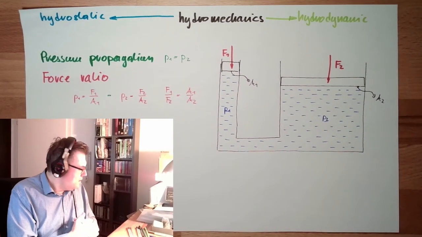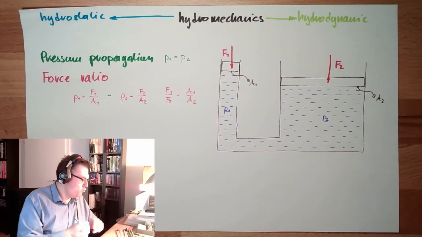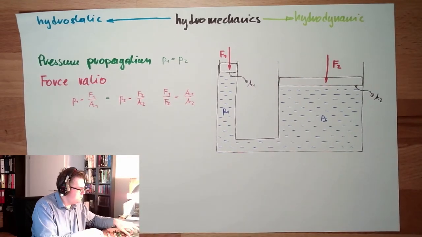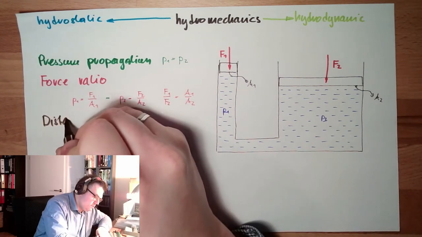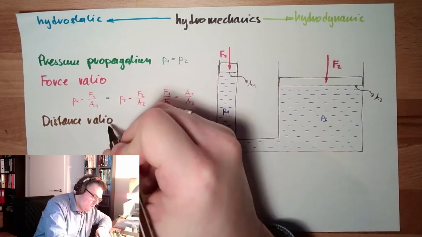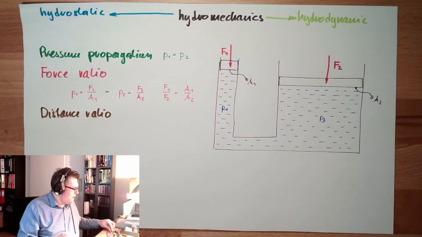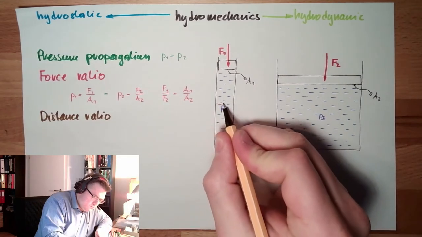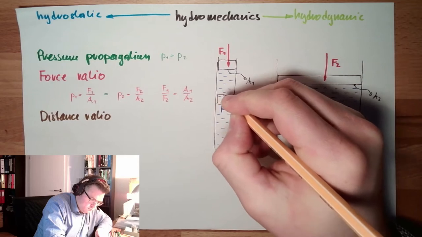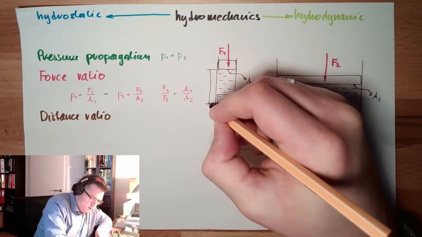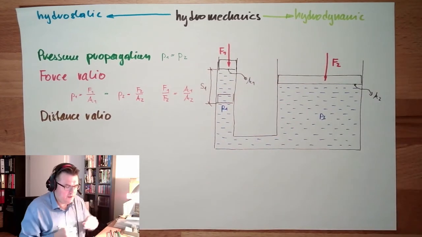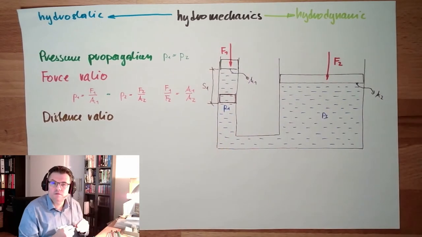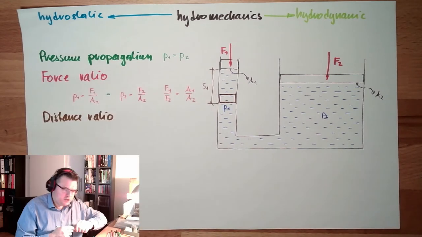Force ratio. Then there is the distance ratio, Wegübersetzung. Let's say I move this piston down to here. Now I've moved piston 1 by a distance, pushed it down simply. What I've changed is this volume here.